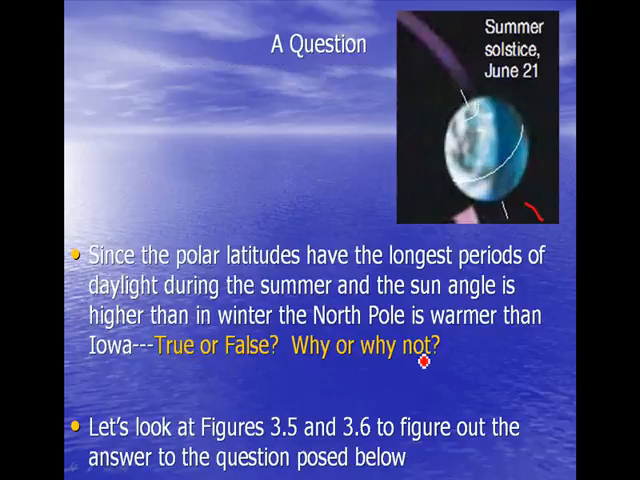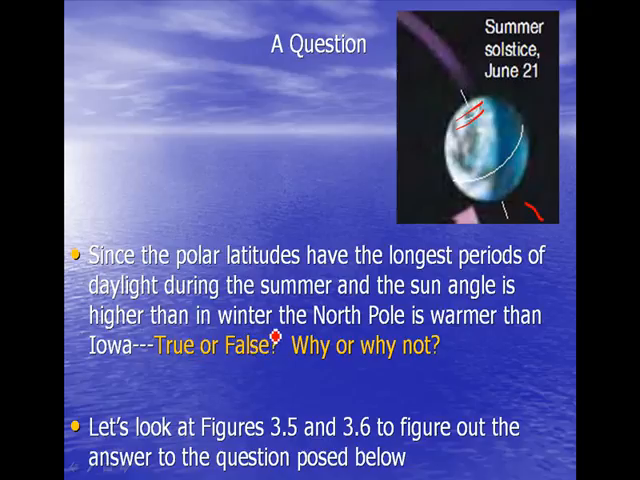Well, what we know now, I have a question to pose to you. Since the polar latitudes up here have the longest periods of daylight, in fact north of 66.5 degrees, 24 hours worth of daylight, the North Pole, or at least the regions up in the polar area, is warmer than Iowa during the summer. True or false? Why or why not?